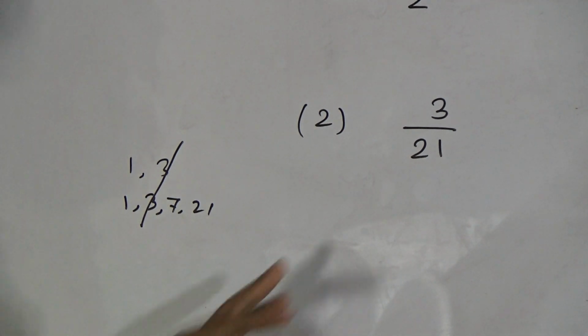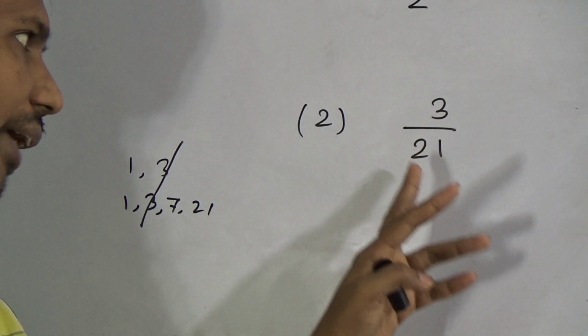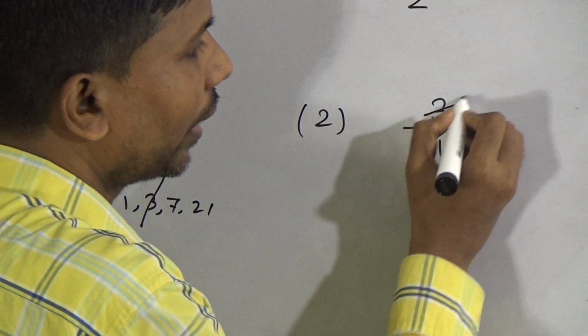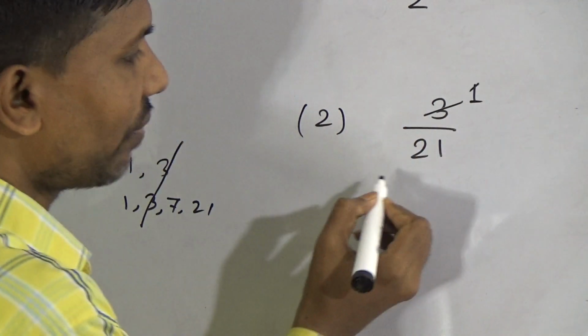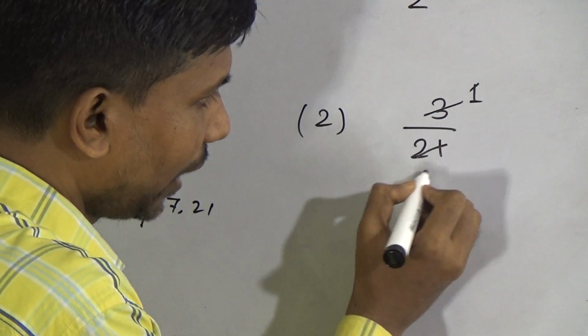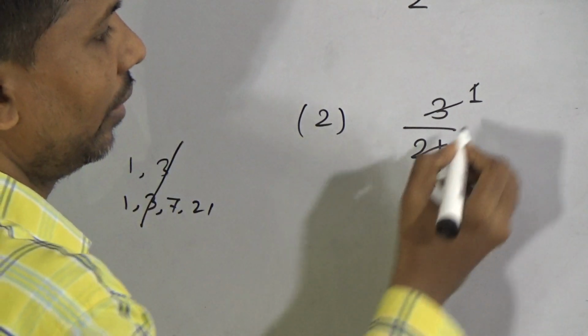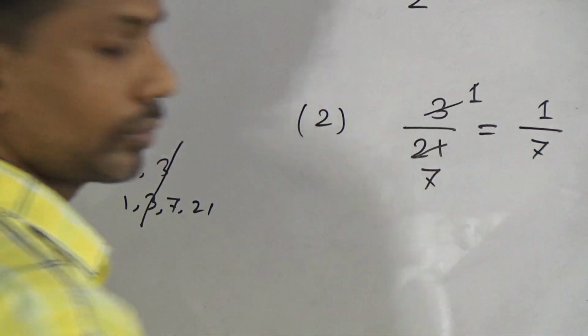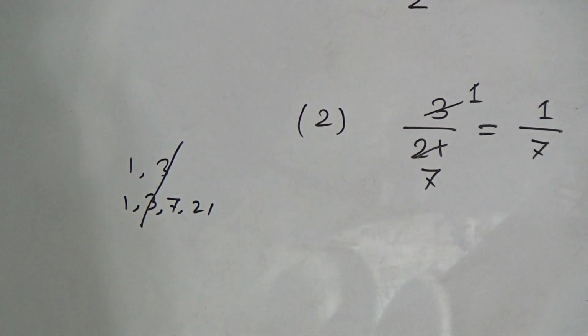So we have to divide both numerator and denominator by 3. If we divide 3 by 3, then we get 1. If we divide 21 by 3, then we get what? 7. This is equal to 1 by 7. Okay student?